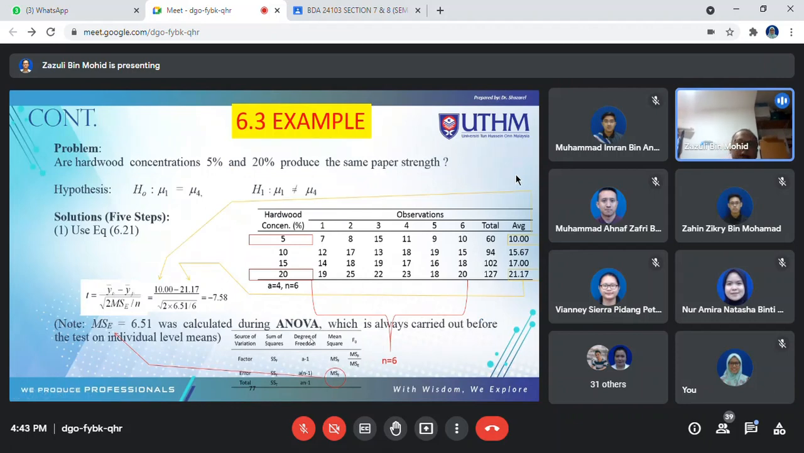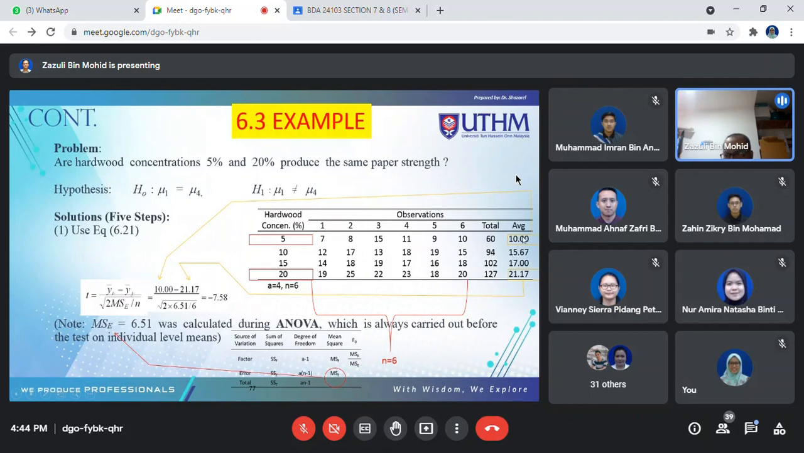The question is, do hardwood concentrations of 5% and 20% produce the same paper strength? So this is the equation. For the hypothesis, we write the null hypothesis as mu1 equal to mu4. 5% is for level 1, 20% is for level 4. So we have to compare the data of the first level and the data of the fourth level.